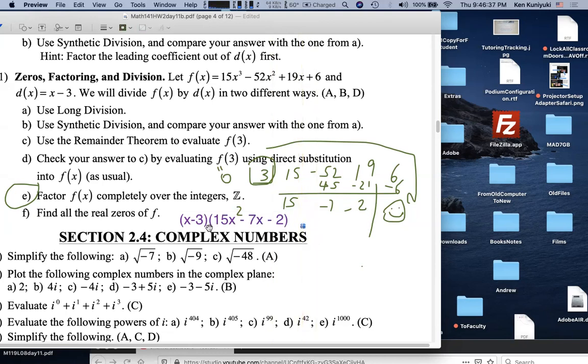Does this factor nicely? I think it factors nicely over the integers. Although if you're desperate, you can use the quadratic formula. Okay, 15 times x minus a factor. I think all 3 zeros will be rational, and I think you get 2 rational zeros from here. All right. Questions?